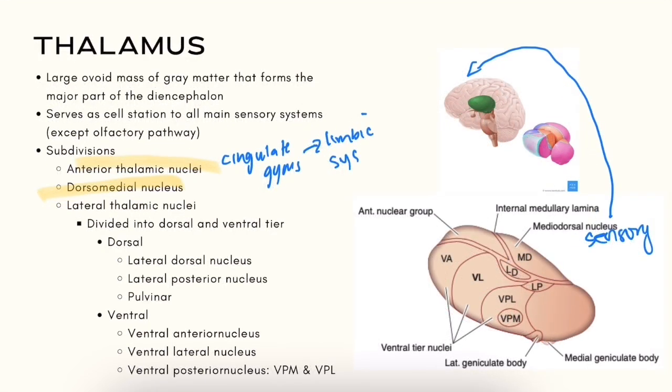Okay, moving forward, we're now going to talk about our lateral thalamic nuclei. Let's start with the dorsal tier. We have our lateral dorsal nucleus, which is actually a multimodal nuclei. When we say multimodal, it means that you get information from different sensory modalities. So they have projections in different areas of the brain, specifically the parietal area, where there is integration of sensation.